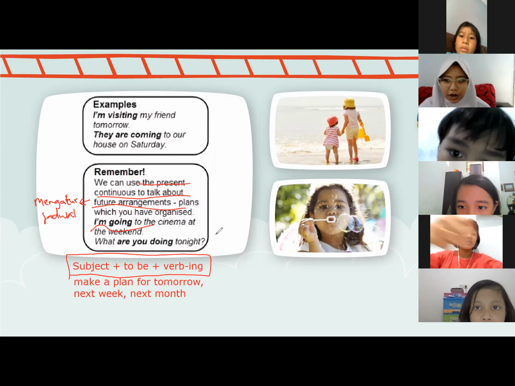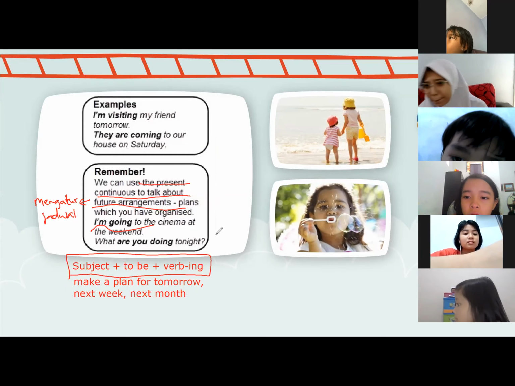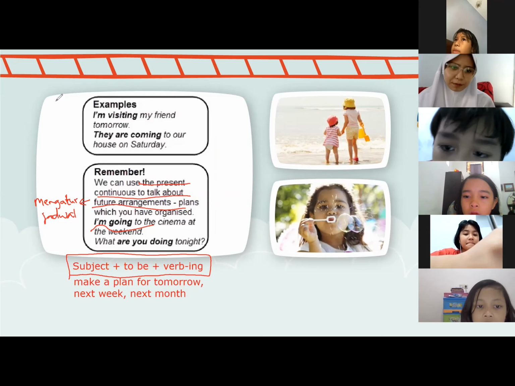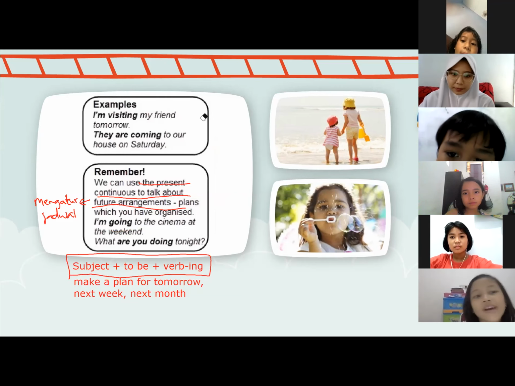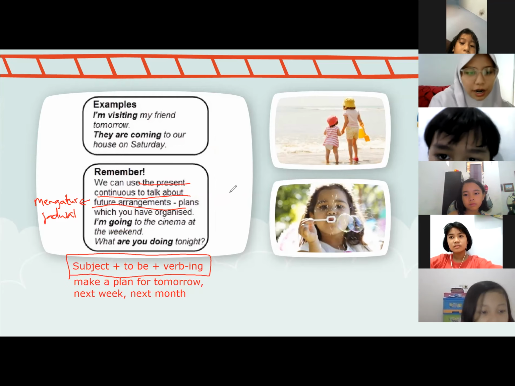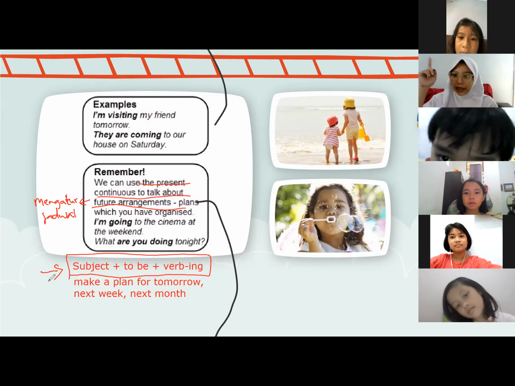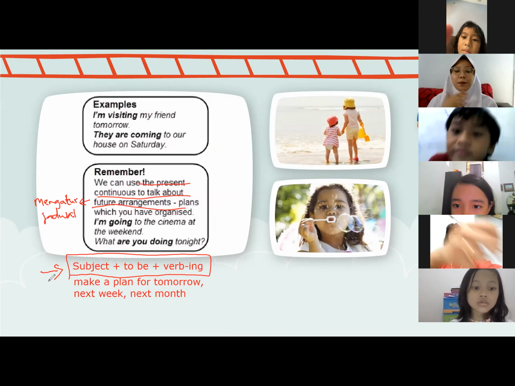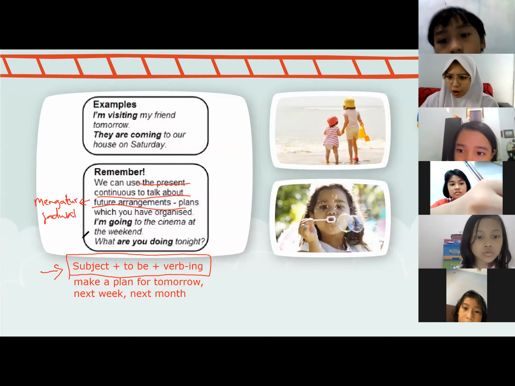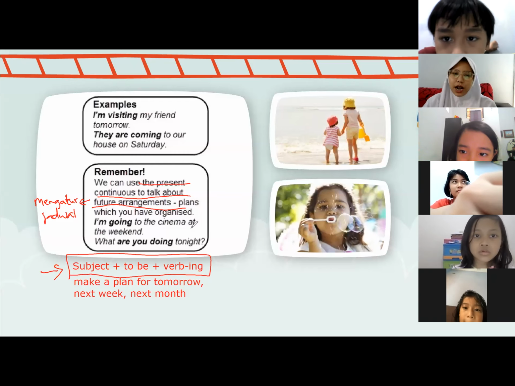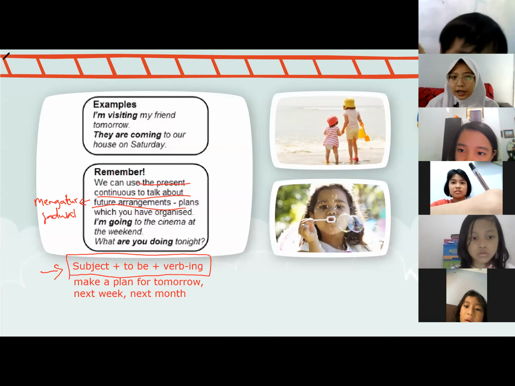Do you guys have any questions? Or am I too fast? Can you make an example for me using this, guys? I told you, we have subject and then to be and then verb-ing. For example, what are you going to do tonight? You have a plan for tonight? For example, I am going to watch the film tonight. That is the example, guys.